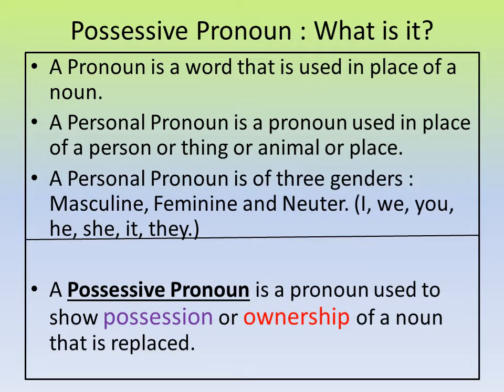Let us recollect what a pronoun is. A pronoun is a word that is used in place of a noun. But what is a personal pronoun? Do you remember that? This is one of those first lessons that we've watched. A personal pronoun is a pronoun used in place of a person or a thing, animal or place. A personal pronoun is of three genders. Remember that? Masculine, feminine and neuter. And these are the examples: I, we, you, he, she, it, they.